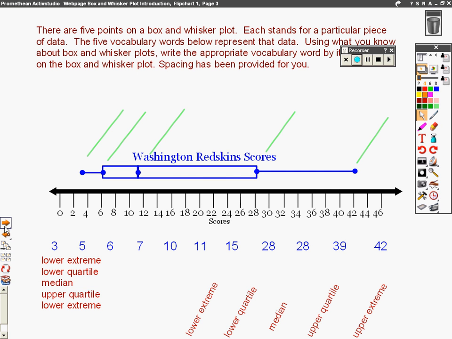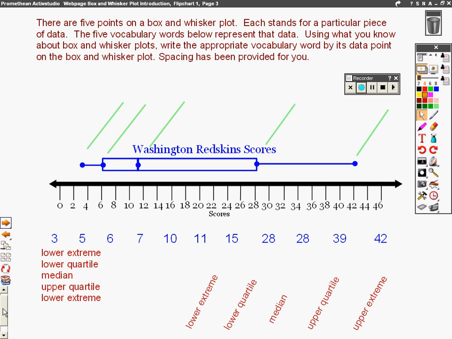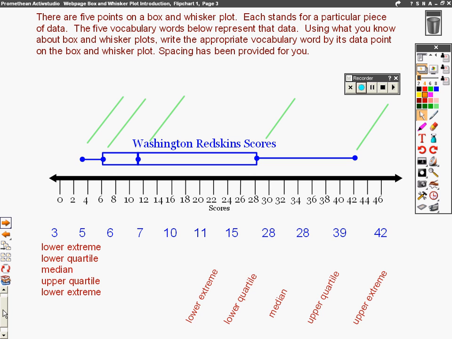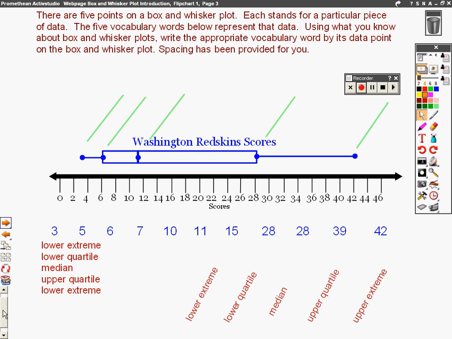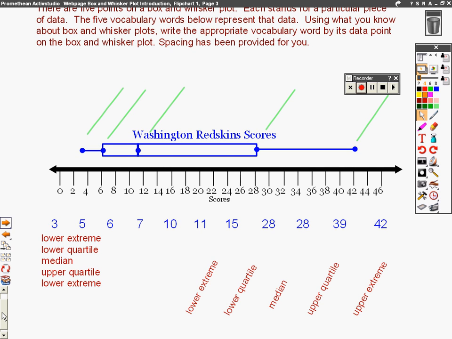Alright, so there are 5 points on a box and whisker plot. Each stands for a particular piece of data. The 5 vocabulary words below represent that data. Using what you know about box and whisker plots, write the appropriate vocabulary word by its data point on the box and whisker plot. Spacing has been provided for you. So go ahead and pause the video and try your best.